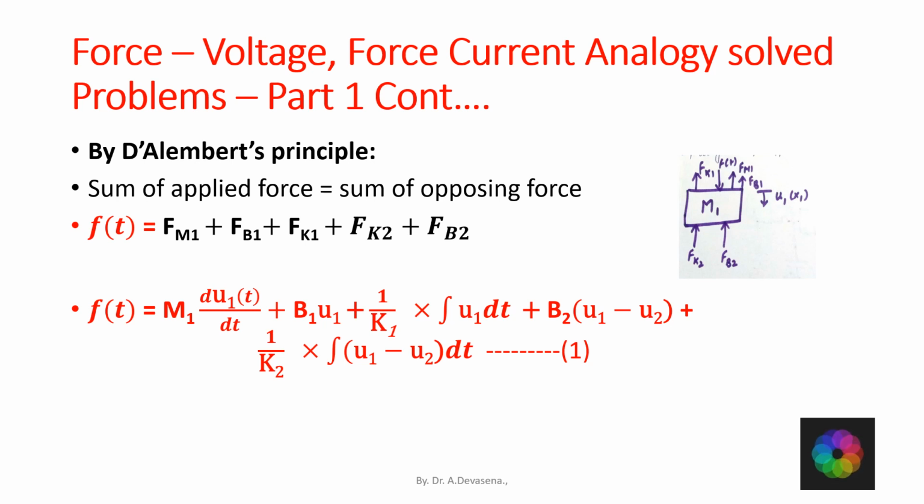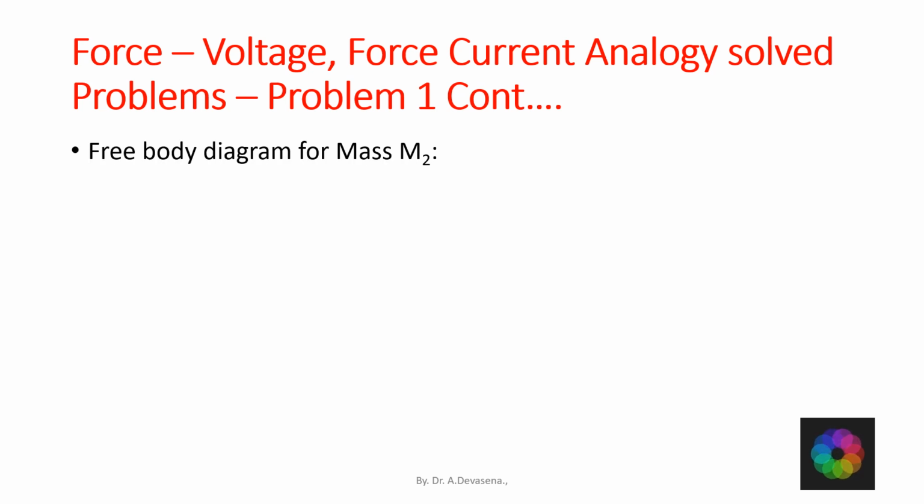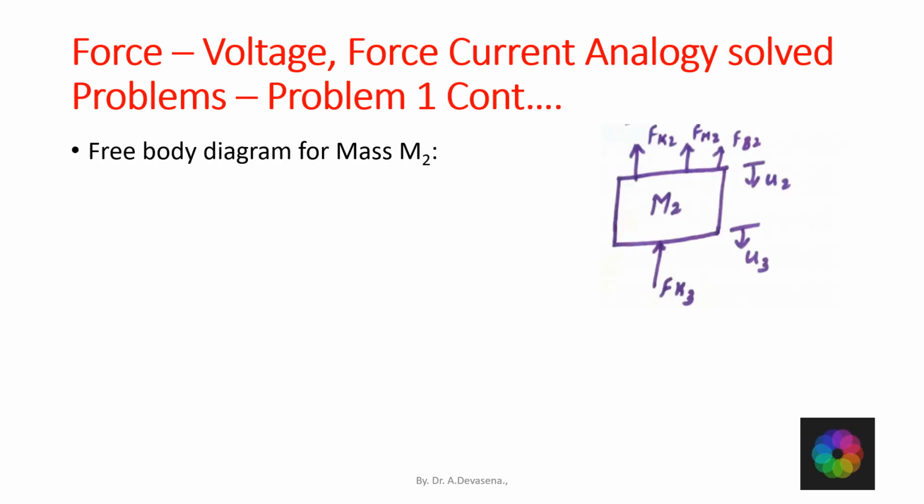We are writing the equation for mass m1. That is why 1 by k2 into integral of u1 minus u2 dt. Consider this is equation 1. This is the force balance equation for the mass m1. Free body diagram for the mass m2 is indicated here. For the mass m2, the opposing forces are f suffix k2, f suffix m2, f suffix b2 and f suffix k3.